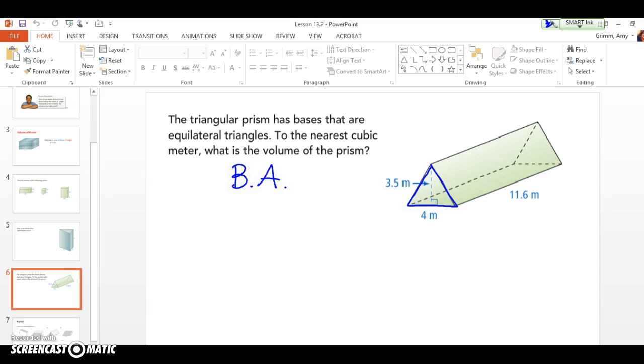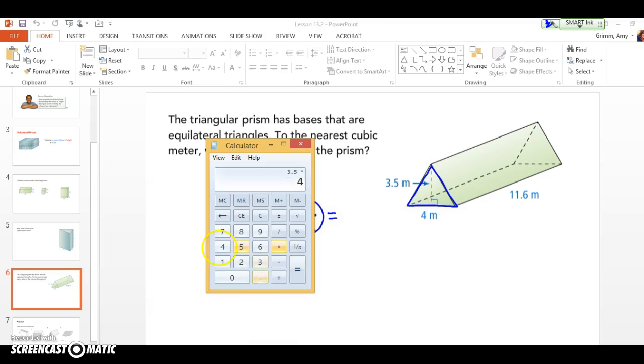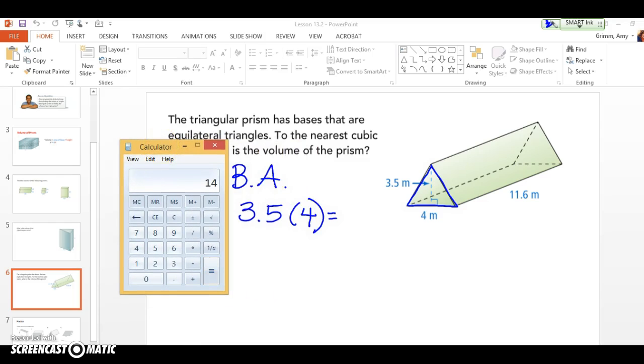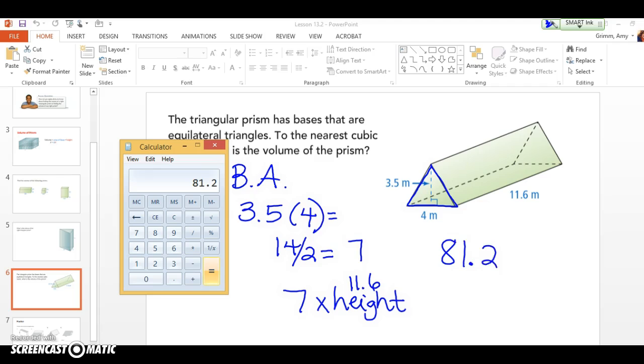Okay, so our base area is going to be 3.5 times 4, and we're going to cut that in half. So I'm getting 14, and then divide that by 2. So the base area is 7. Okay, how many layers of 7 would we have? 11.6 layers. So we're going to take 7 times our height, which is 11.6. So 7 times 11.6 is 81.2. So 81.2 cubic meters.